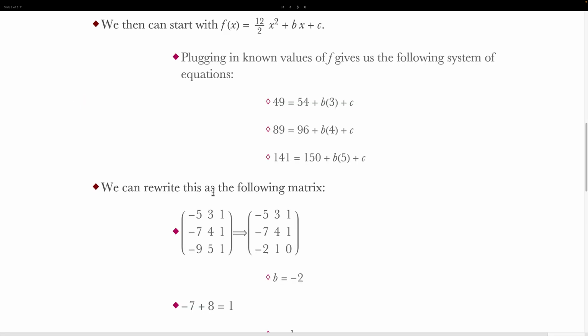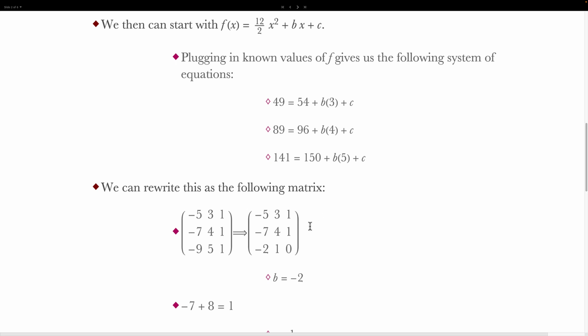Now that we have that, we can plug in known values of f and x to give us a system of equations to solve. Here, we get 49 = 54 + b·3 + c. We get 89 = 96 + b·4 + c. And 141 = 150 + b·5 + c. We can then subtract the constant values from both sides of each of those equations and then turn it into the following matrix. For this matrix, the first column represents the left-hand side of the equal sign, the second column represents the coefficient behind b, and the third column represents the coefficient behind c.